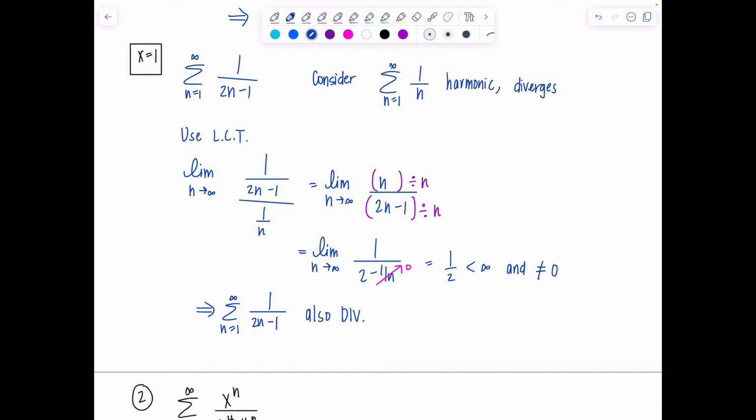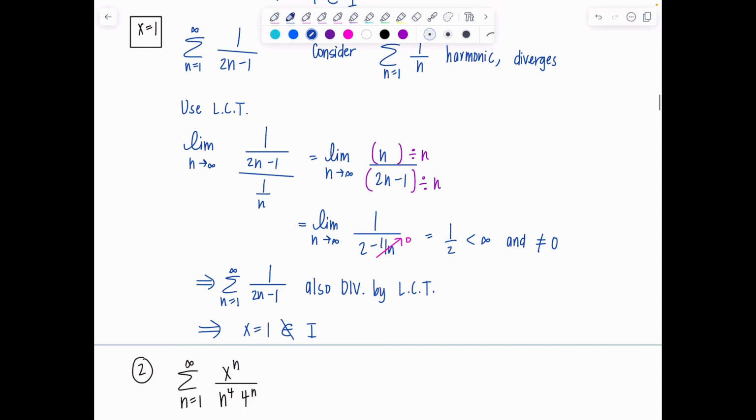Also diverges by limit comparison test. So that further tells me that x equals 1 is not in the interval of convergence. No, no, no. So -1 is, but +1 is not. So if we want to write out our interval of convergence, put a bracket on -1 and parentheses on +1. It's not included.